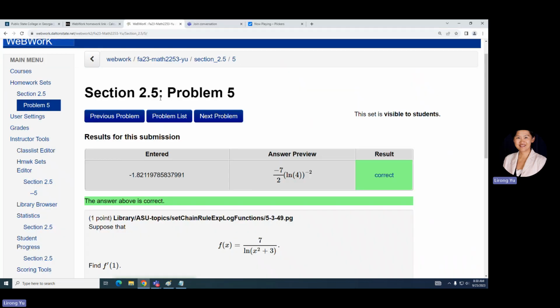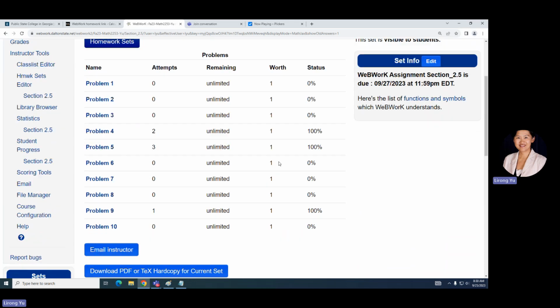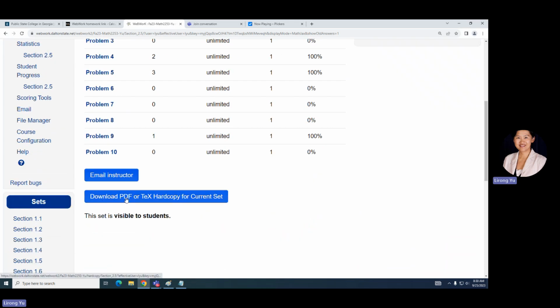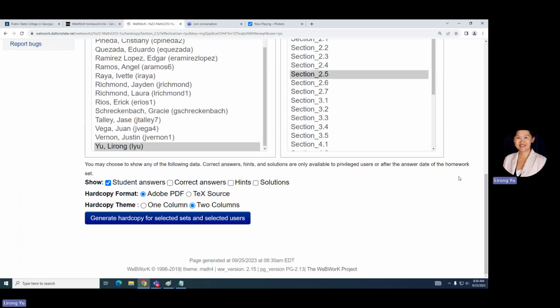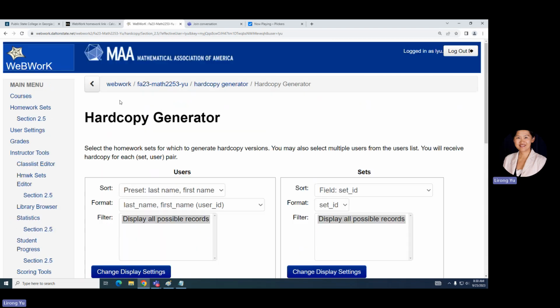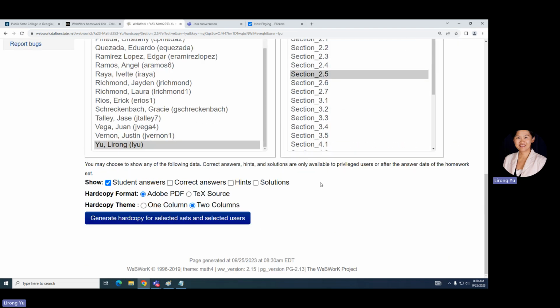So for example, for 2.5, you go to the problem list and then download a PDF. I can print for everyone's, yours is a lot less. Just click on the Adobe PDF and you can choose 1 column or 2 columns. You can print the entire thing. So let me try this one.